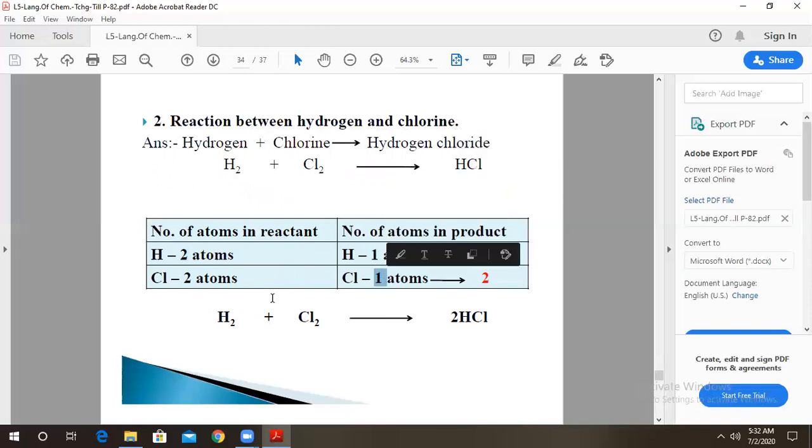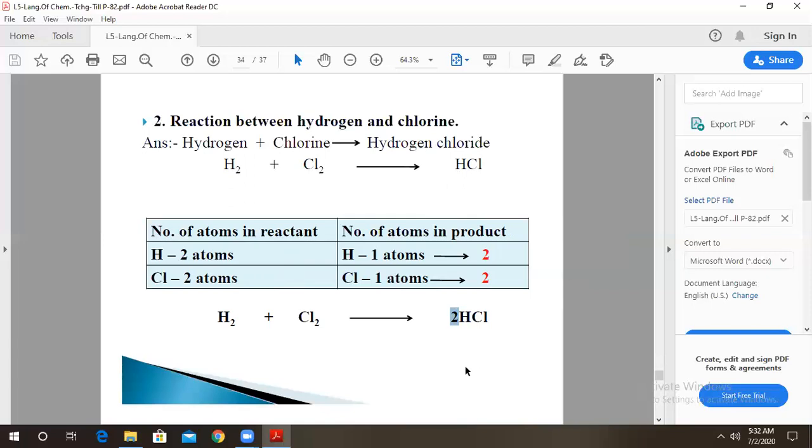So what you have to do is, on the reactant side there are 2, 2. On the product side there is 1, 1. So you have to write down 2, 2. So before HCl, I have written 2. And when I write 2, it becomes 2 hydrogen and 2 chlorine atoms.